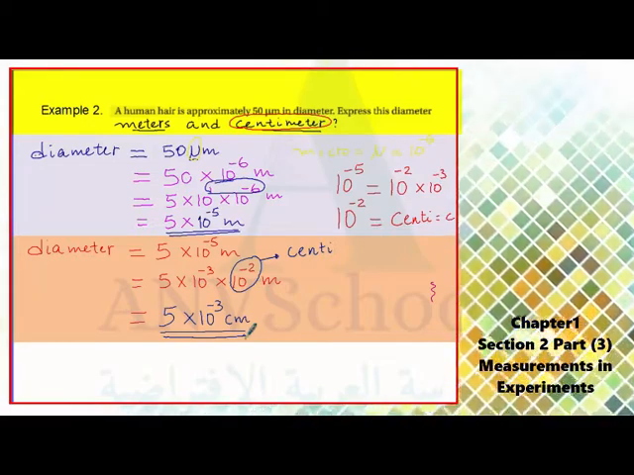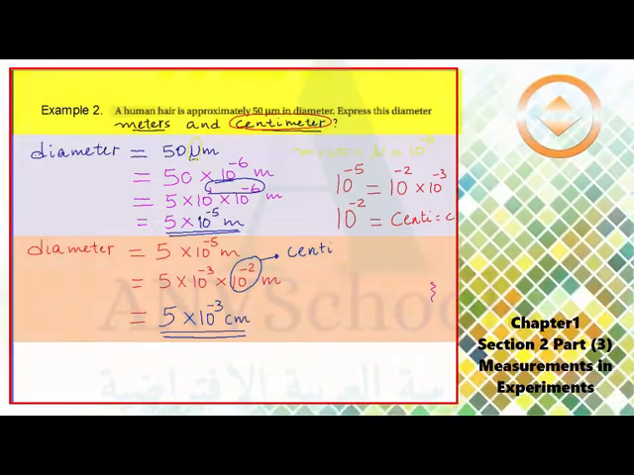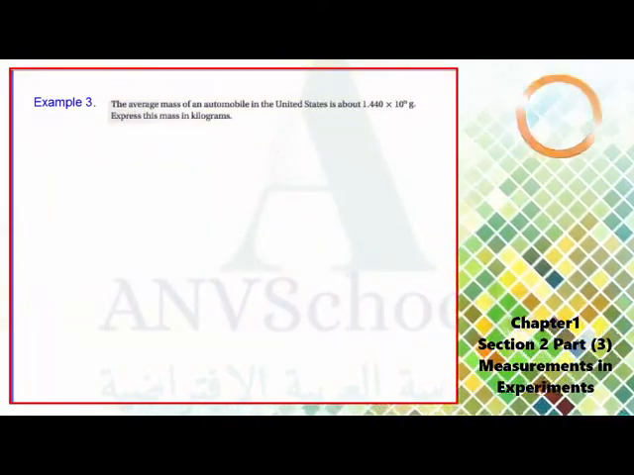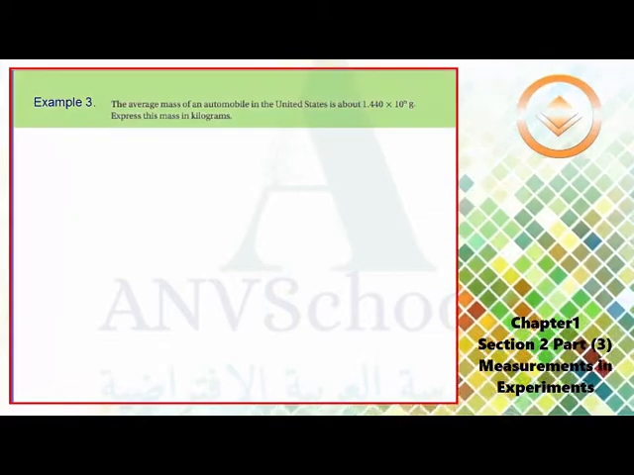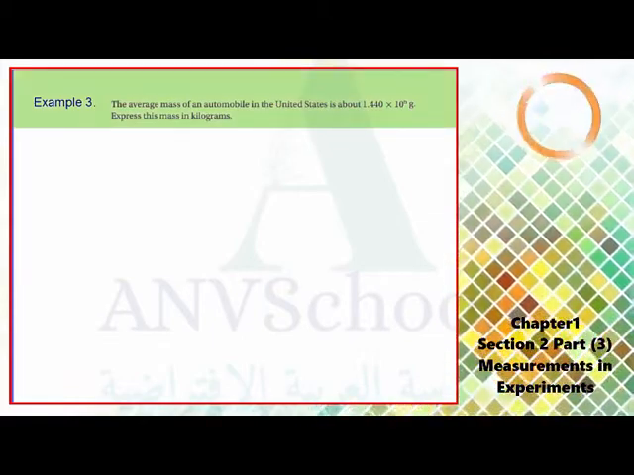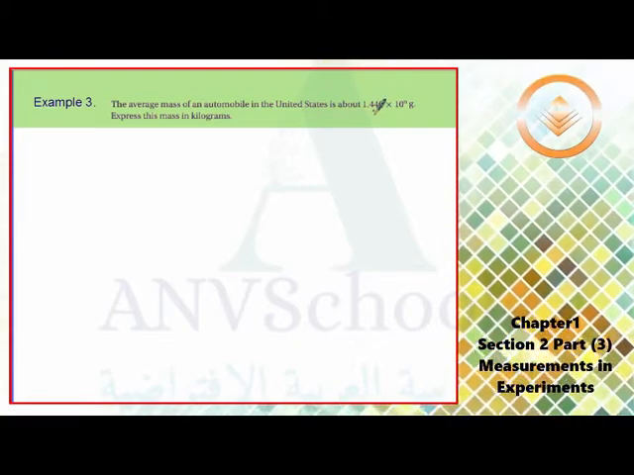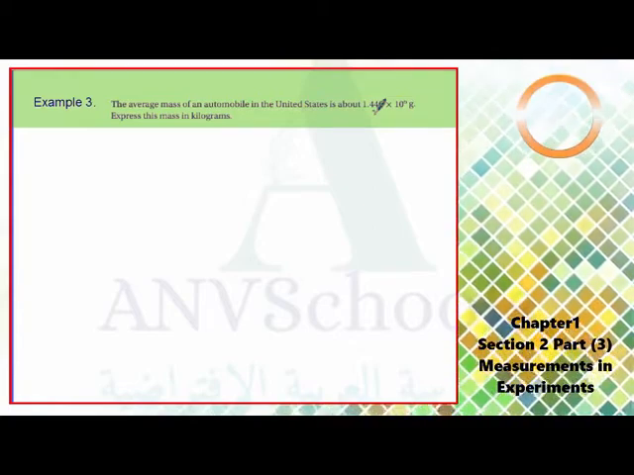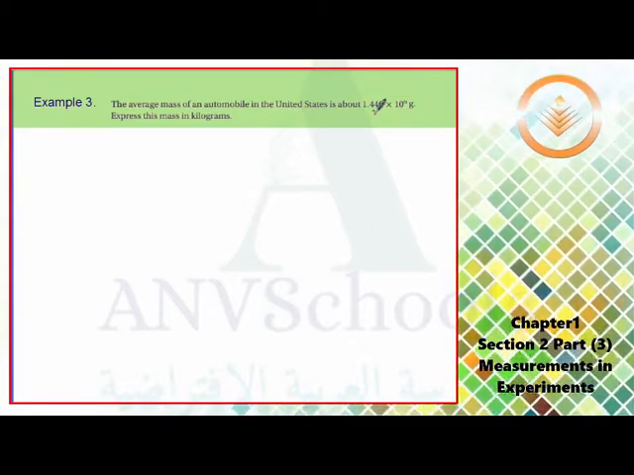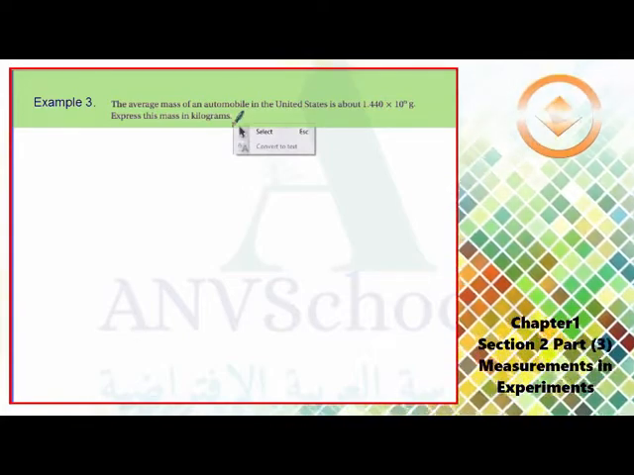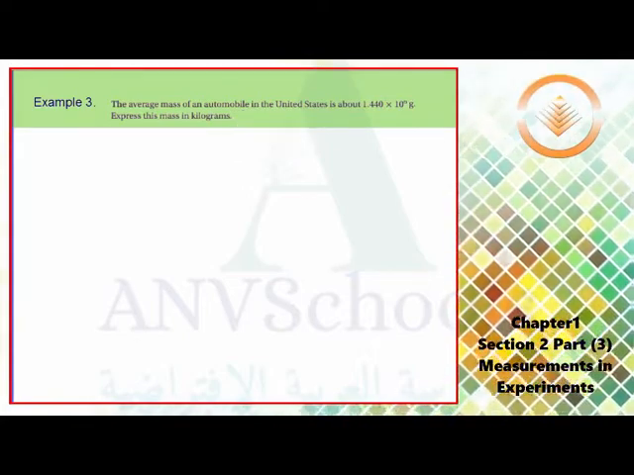Now let's add one more example so that you can easily understand it. Example number 3 says the average mass of an automobile in the United States is about 1.440 times 10 to the power of 6 gram. Express this in kilograms. We want to express this in terms of kilogram.